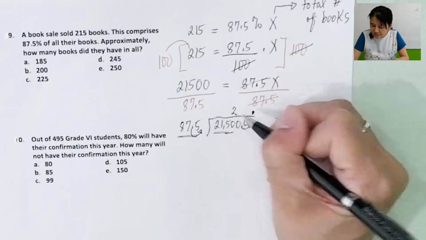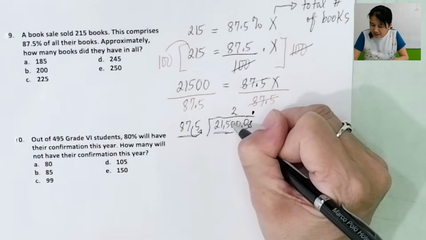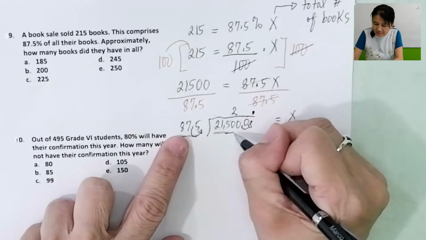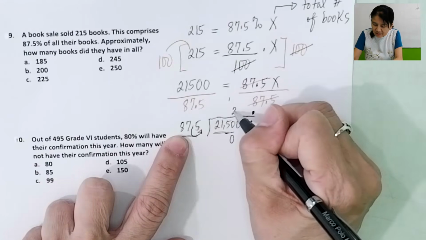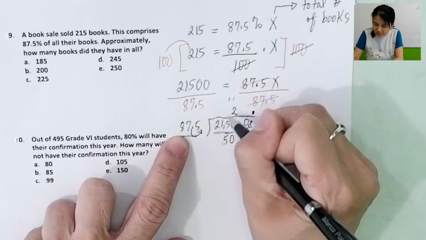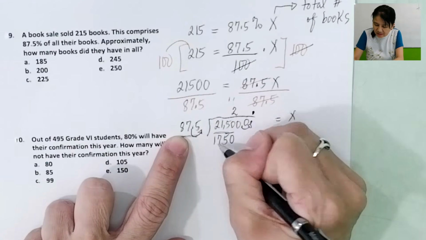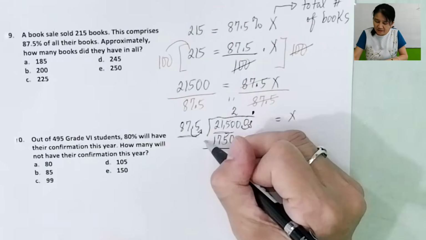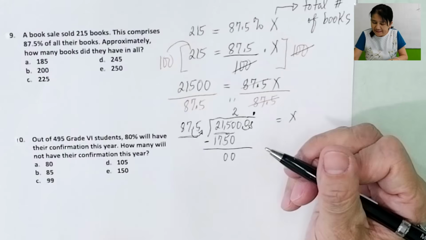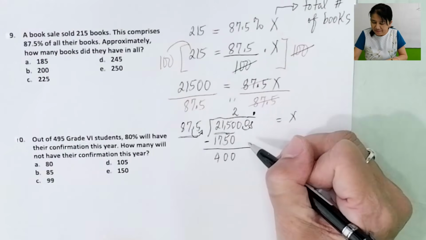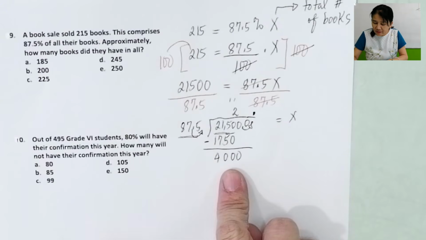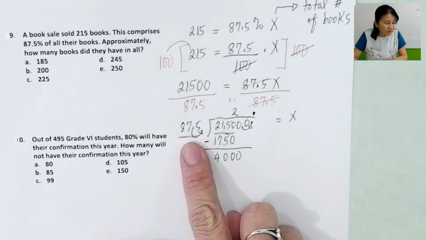So 2. Make sure you align your answer on top of the 0. 2 times 5, 10, write 0, carry 1. 2 times 7, 14 plus 1, 15, carry 1. 2 times 8, 16 plus 1, 17. Subtract: 0, 0. 21 minus 17 is 4. Bring down 0. Now, 4,000 divided by 875.